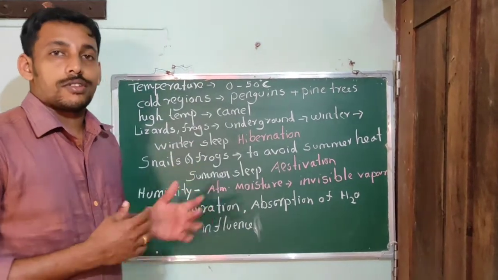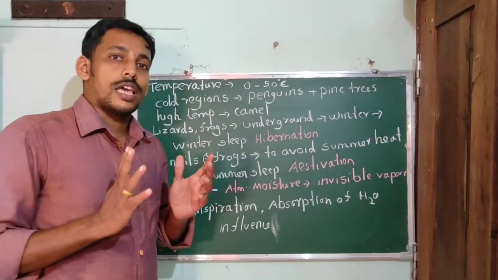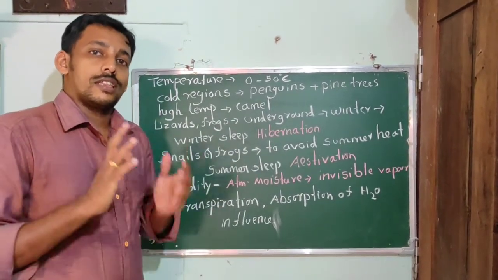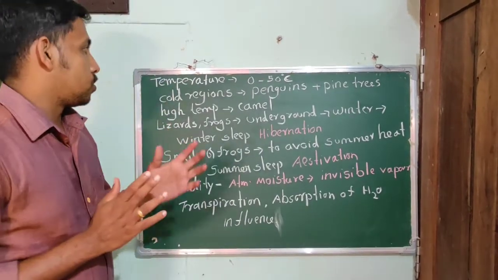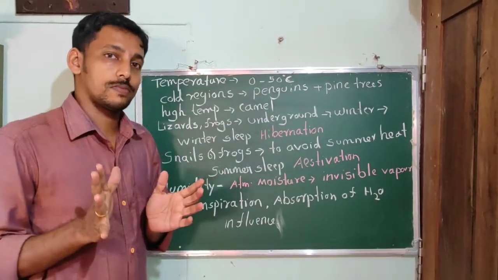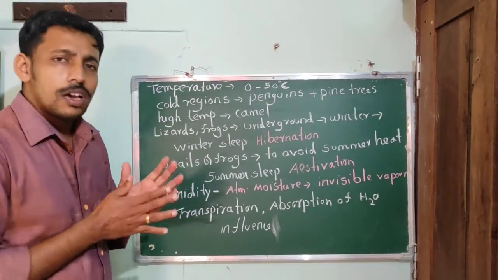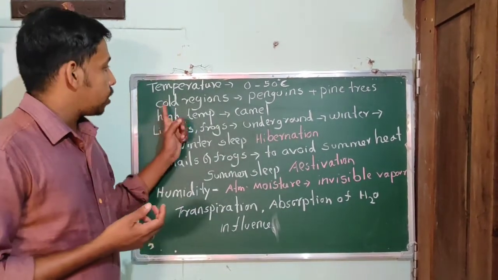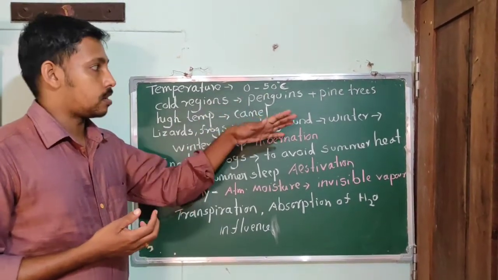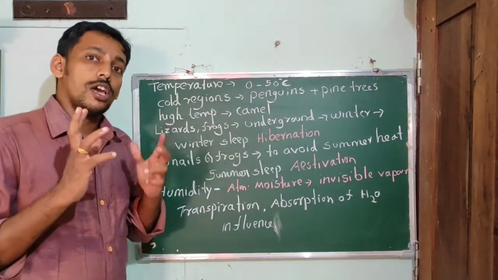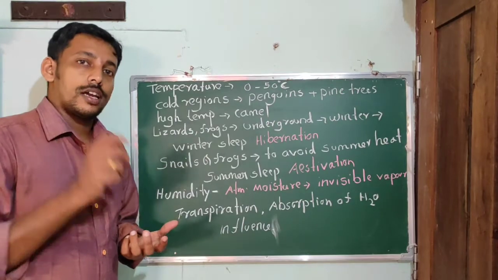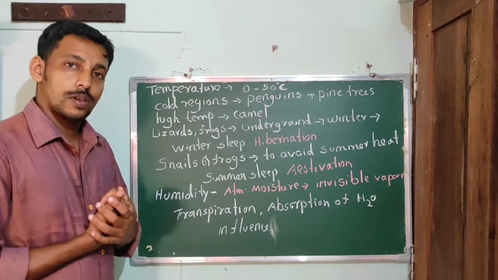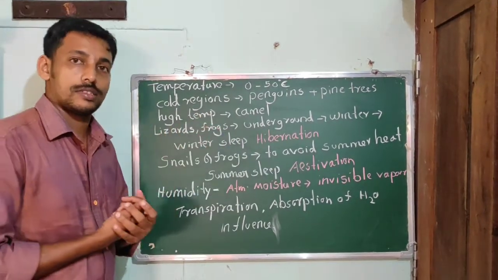Now let's move to the next component. The next one is the temperature. Temperature affects the various activities of living organisms. Most animals can survive and grow within the range of 0 to 50 degrees Celsius. Then we can find some animals and plants in the very cold regions, such as penguins and pine trees. Like that, in the desert, in the very hot areas, we can see camels, which are living in high temperature areas.